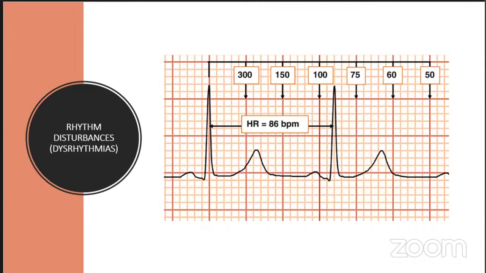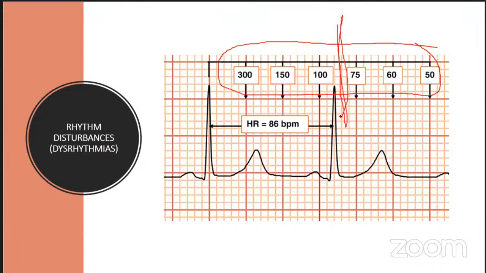So again, let's assume we have this ECG strip in front of us, and you are asked to determine the rate on the NCLEX. The first thing I'll need you to do is to memorize these numbers. The way I memorize it, I divide it so that it's easy for me to recite. And you will hear me say 300, 150, 100, 75, 60, 50.